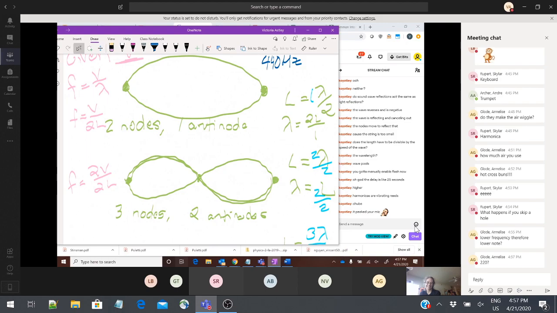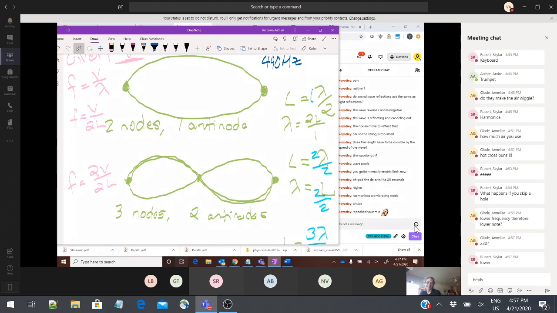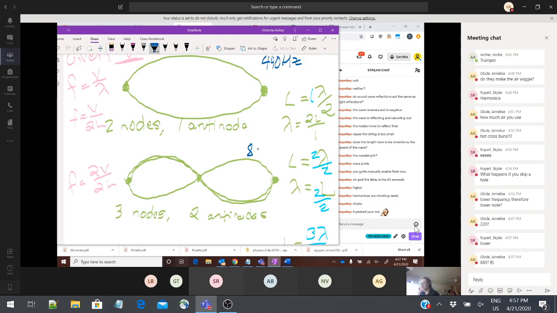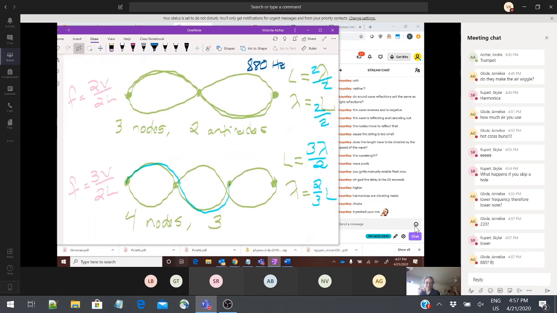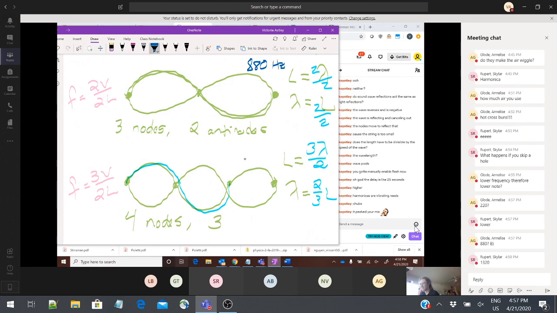Other way. Good try though. So our lambda has gotten shorter, which means our F has gotten bigger. So this will be 880. What about this one? What about the third harmonic? Yes. They go up in multiples.